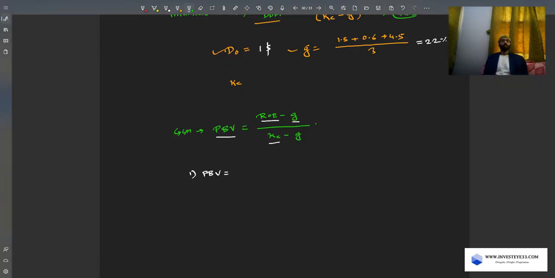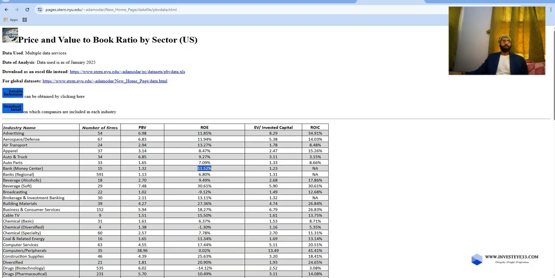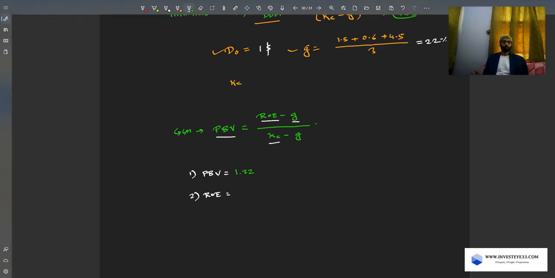So the price to book value average for this sector in which Bank of America belongs is 1.32. The return on equity average for the sector is 11.52%, yes. And the growth rate we are already aware of. We have calculated it, or we have assumed it to be approximately equal to 2.2%. So we have the numbers here. We just need to put it and get our cost of equity.